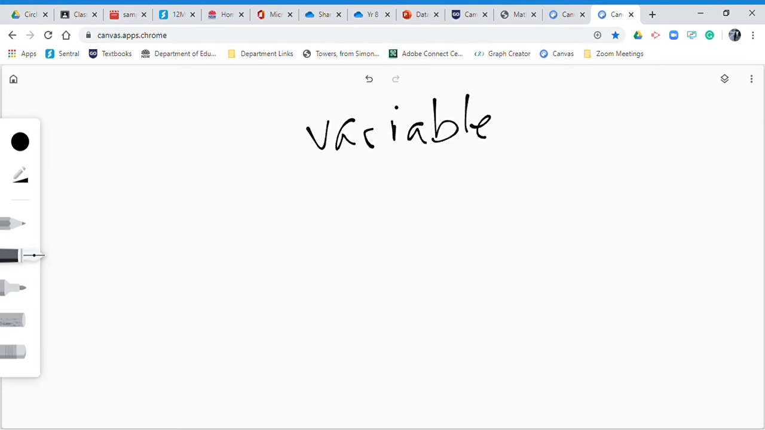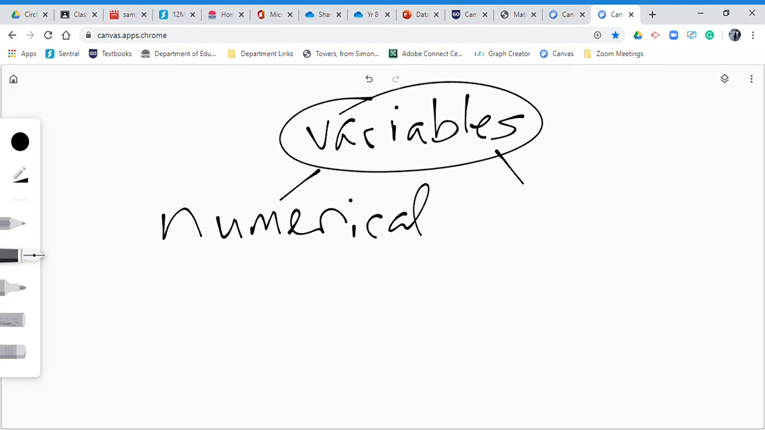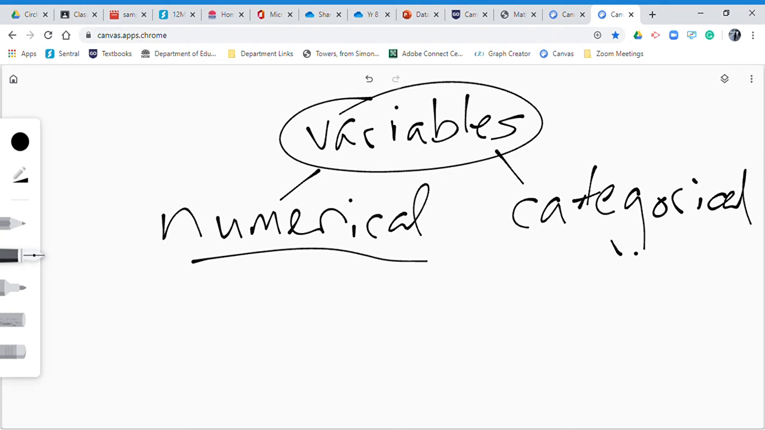So you have variables, which are a type of data. Variables can be numerical. Variables can also be categorical. Numerical, hopefully you see the idea of numbers in there. So numerical means numbers. There are two different types of numbers: it can be discrete, or it can be continuous.